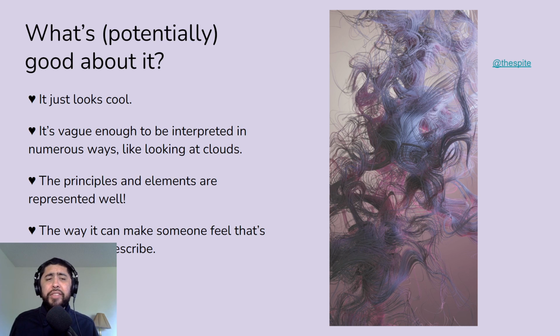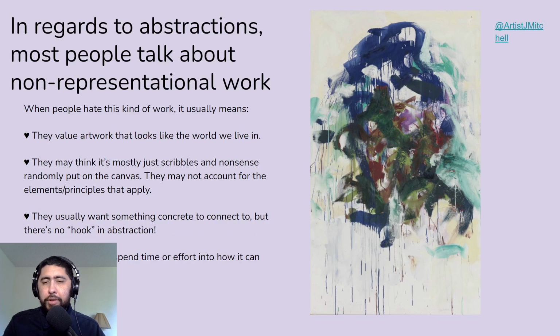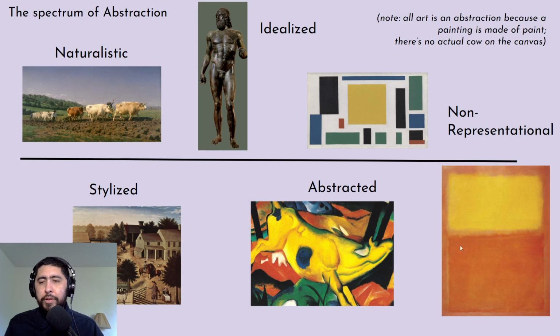And the last point is the way it can make someone feel that's impossible to describe. So the abstract expressionist movement, which this bottom right one was a part of, I can't believe I can't remember, Mark Rothko. Mark Rothko. A lot of artists in that movement wanted to convey emotions through painting that could only be done through their way of painting things.